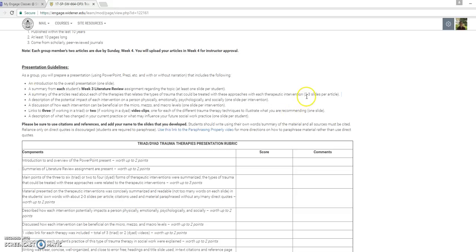You would have 2 to 3 slides about play therapy as your intervention and how this is going to help. Then a description of the potential impact of each intervention on a person physically, emotionally, psychologically, and socially. This is 1 slide per intervention. You will talk about play therapy, your partners may talk about narrative therapy or trauma-focused CBT, and they will talk about how this intervention impacts a person physically, emotionally, psychologically, and socially.